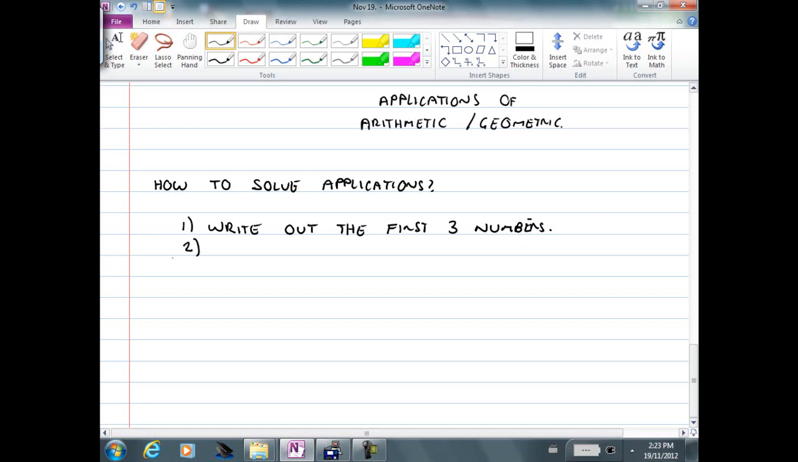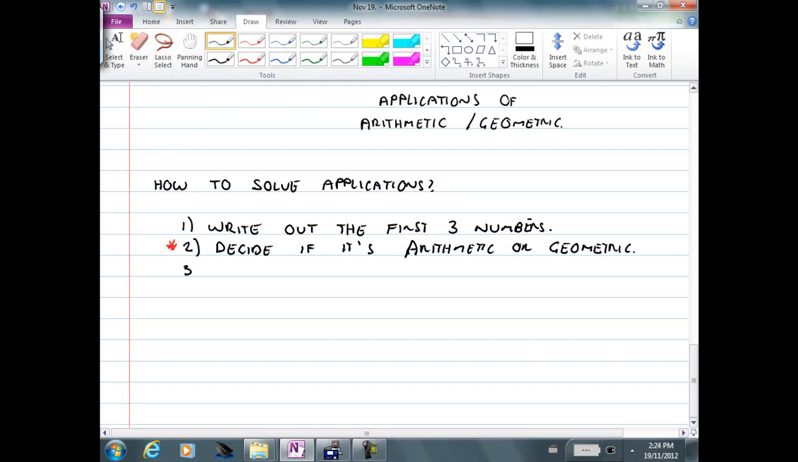Step 2. Decide if it's arithmetic or geometric. Now, if you're having trouble with step 2, you're going to be in trouble. The reason why is the whole chapter lies in your ability to tell the difference. There's a huge difference in arithmetic or geometric.